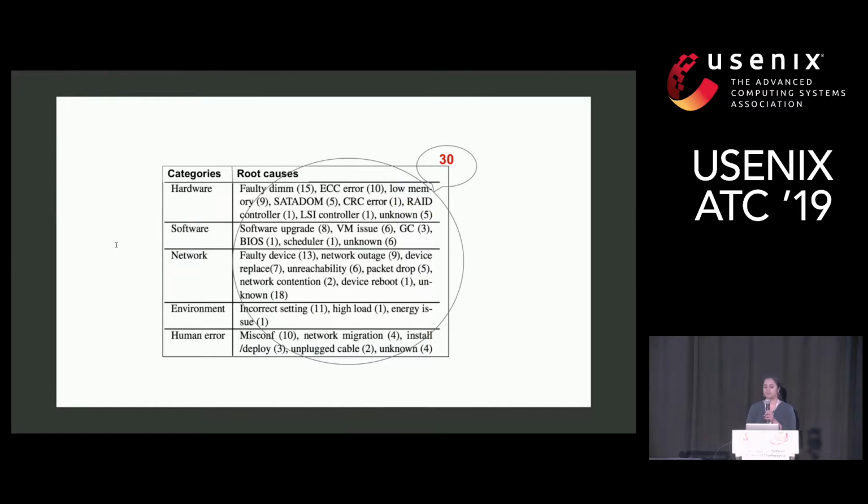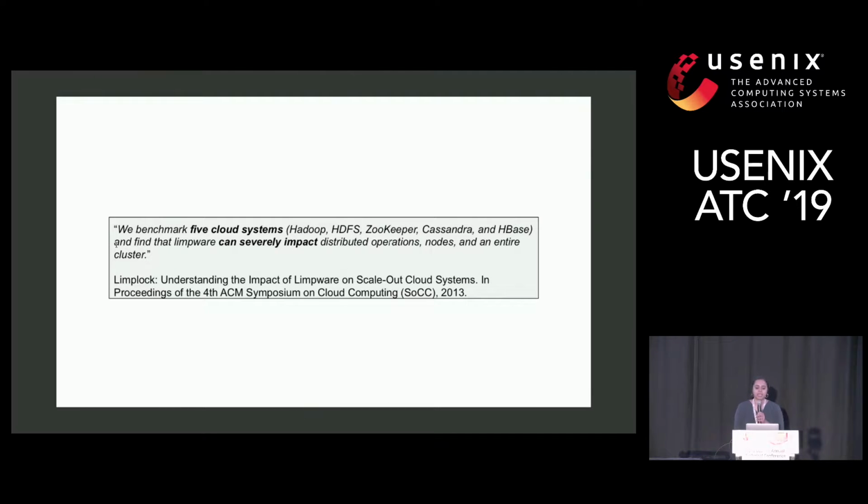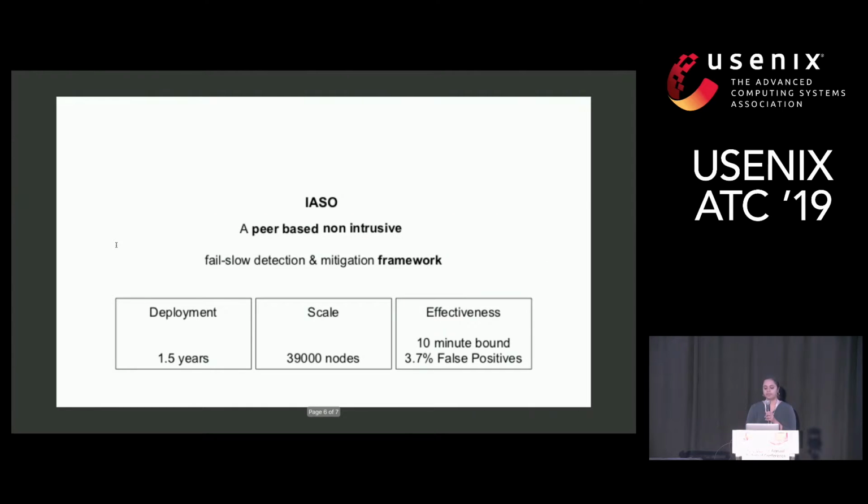These kind of fail slow faults are also extremely difficult to detect, mainly because of the large number of root causes. In our own study that spanned 1.5 years, we saw around 30 different possible root causes for fail slow faults. And recent research proves that these faults are seen even in very common open source distributed systems, such as Zookeeper and Cassandra. To handle such fail slow faults, we built a system called IASO. IASO is picked from the Greek goddess of healing.